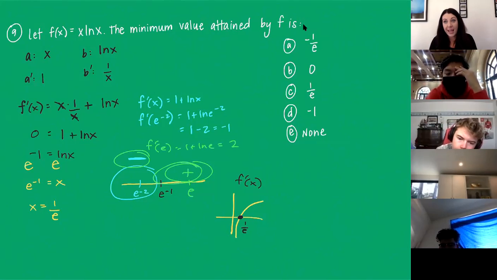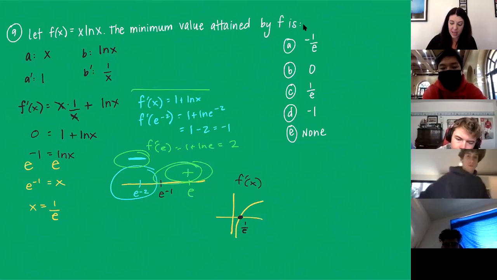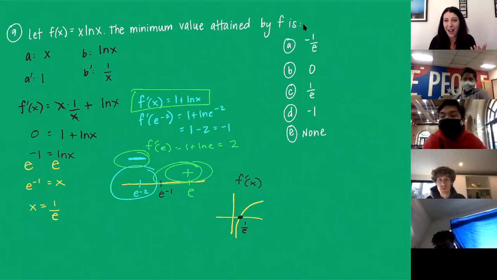Okay. But again, that's not what this question is asking for. It's not asking us where is the minimum. It's asking what is the minimum. So a common mistake is that students will take that 1 over e and plug it back into their f prime. They'll take that 1 over e and plug it in here. And then what are you going to get when you do that? 0. You're going to get 0 because that's how we found it, right?